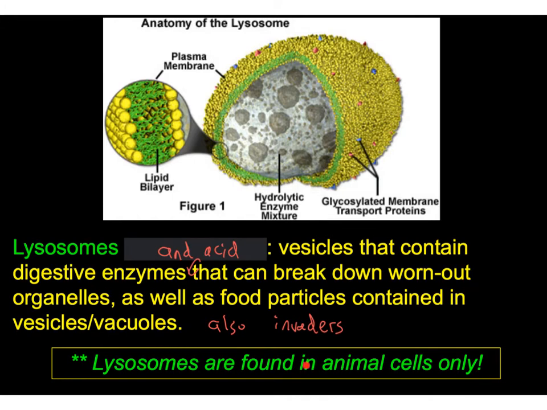Now, they're found only in animal cells. So if you're doing an animal cell, I better see lysosomes, and if you're doing a plant cell with your project, I shouldn't see them. They should be a little bit larger than the other vesicles, maybe a different color so they're easier to spot, but you should have lots of vesicles, lots of lysosomes in your project. And remember, little side note, vesicles should be attached to microtubules as well.